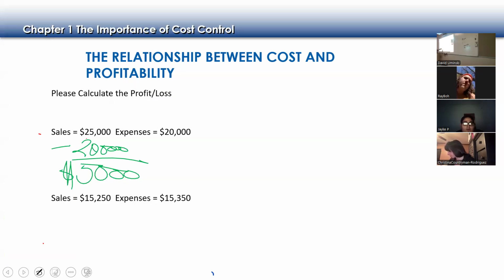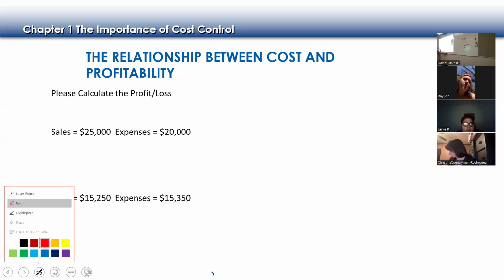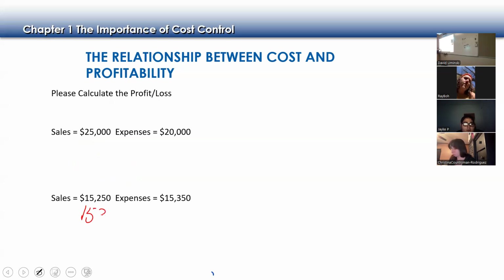Loss, right? Because these expenses are more than the sales. So we're going to have a negative $100. Okay, super simple. Just subtracting.